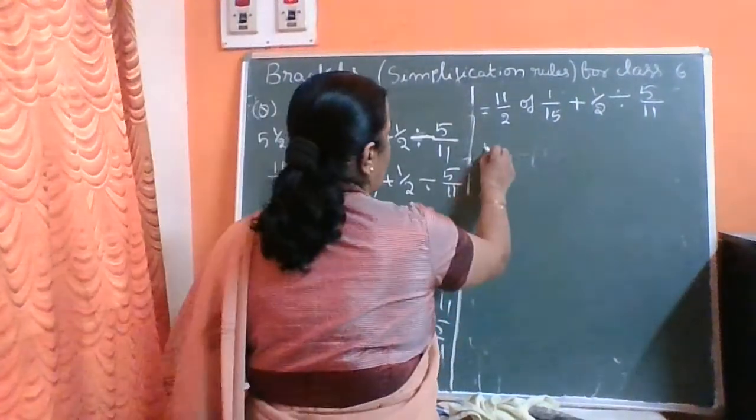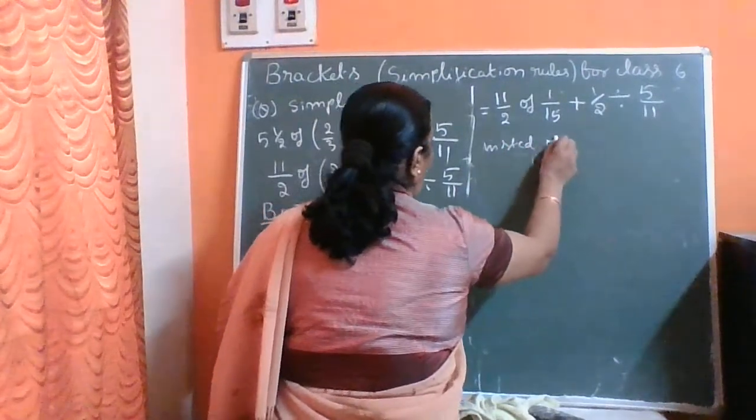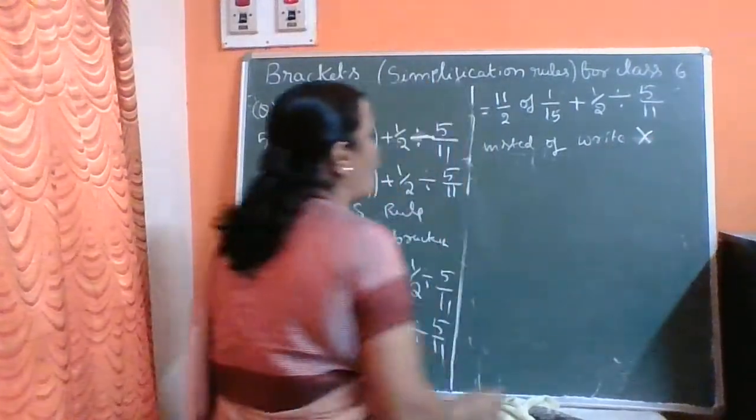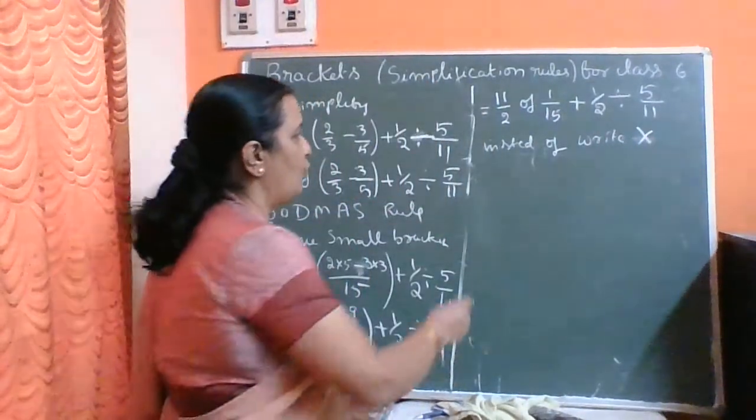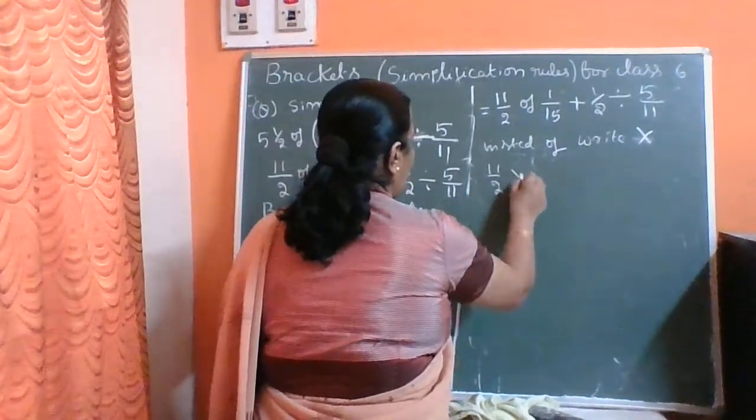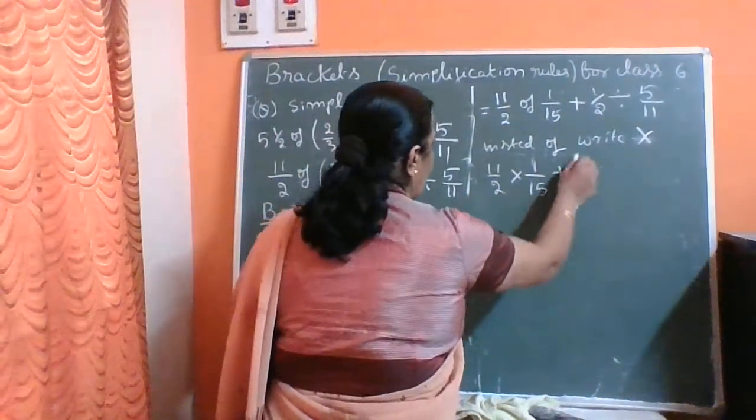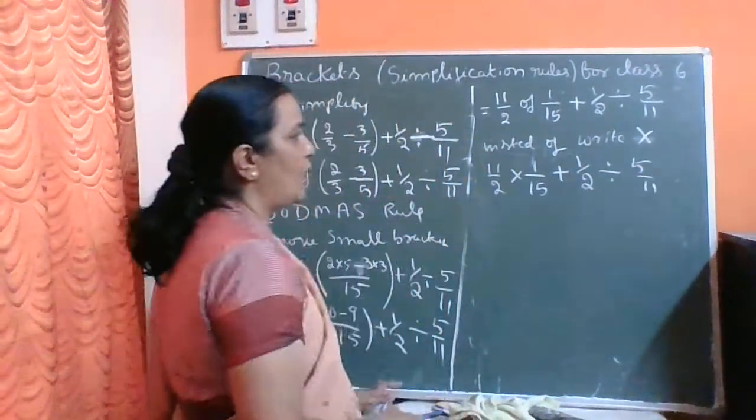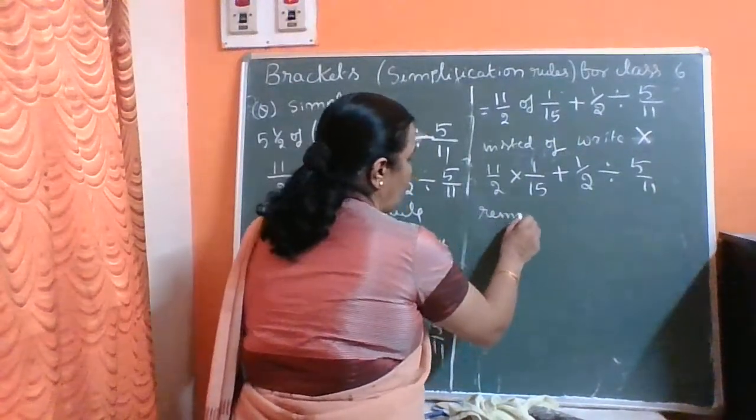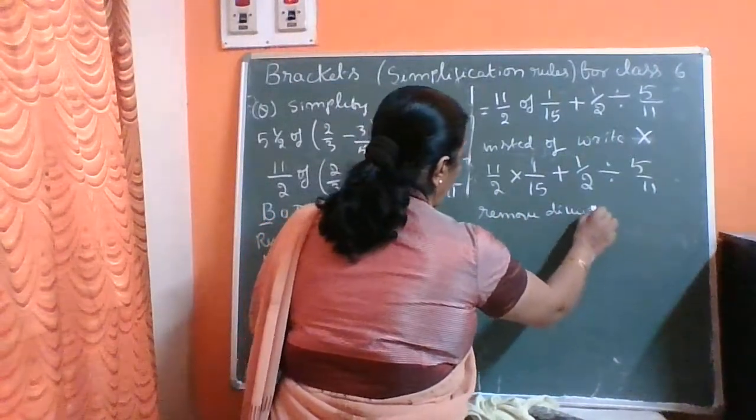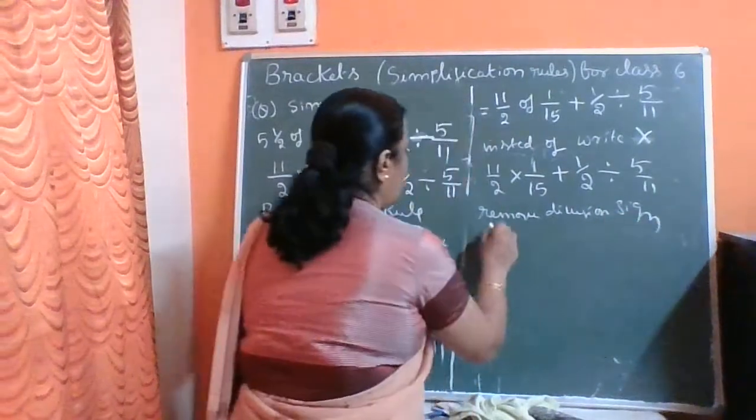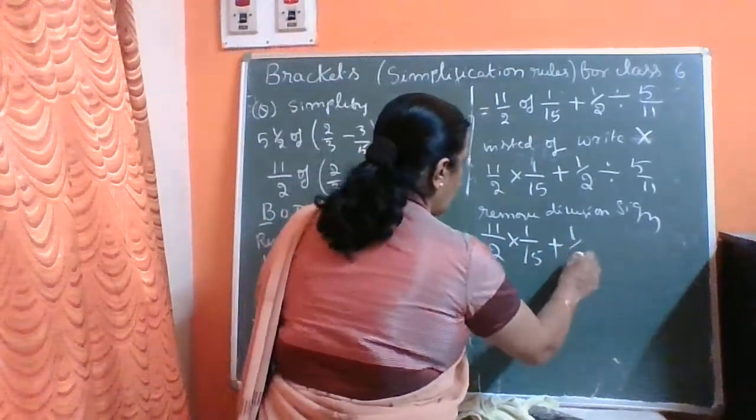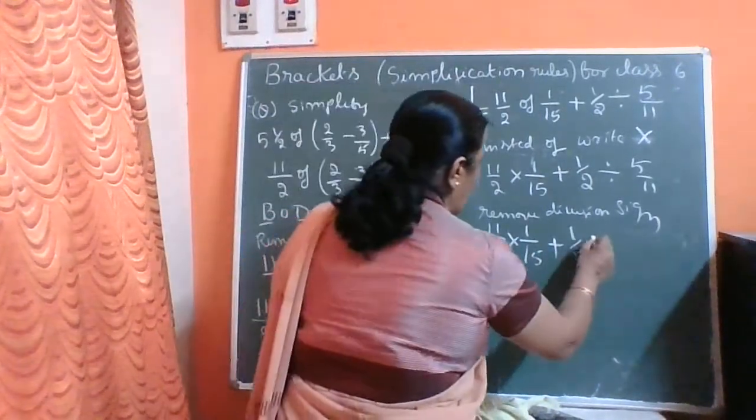See, first we have removed small bracket, then we have to convert half of into a multiplication sign. Instead of of, you have to write into. Therefore, 11 by 2 into 1 by 15 plus half division sign 5 by 11. And remove division sign. That is 11 by 2 into 1 by 15 and then half, and division means it will become into.